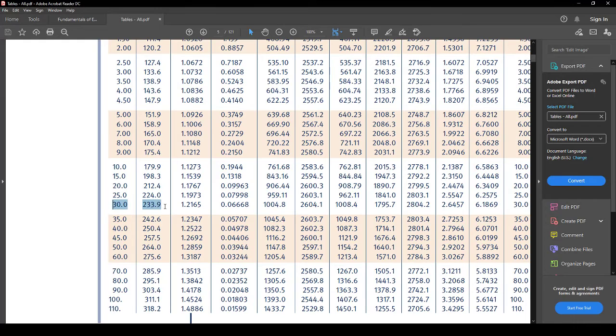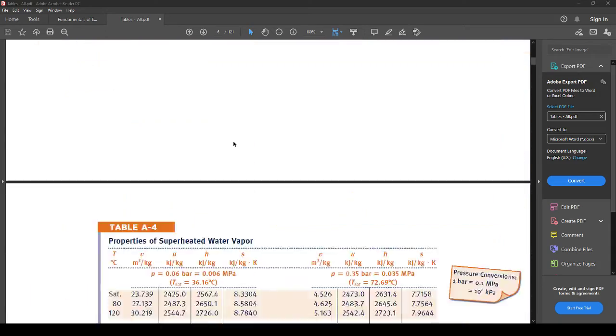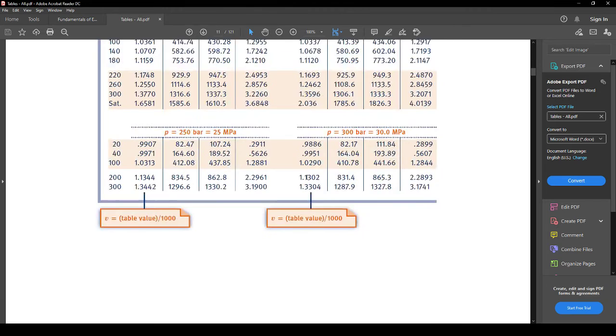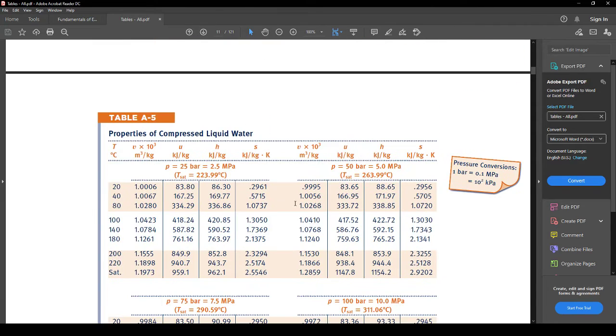So we go and we can confirm this at 30 bar. 30 bar is 233.9 degrees right here. This is the saturation temperature corresponding to 30 bar. And as you can see, we are well above that. So we go down and we go find 30 bar, which is, oh, well, of course it's in between lines.